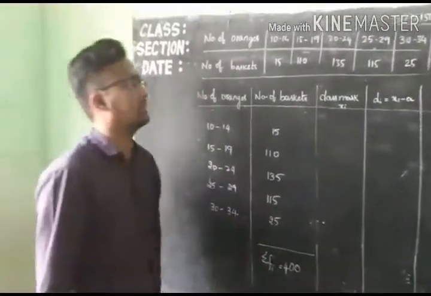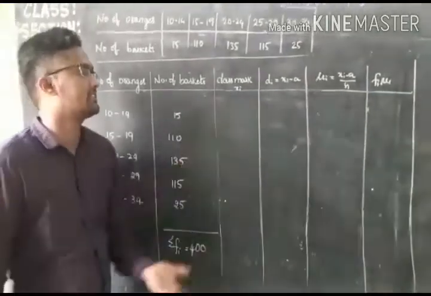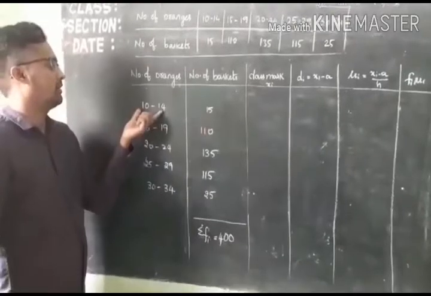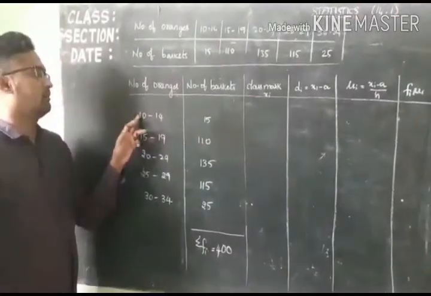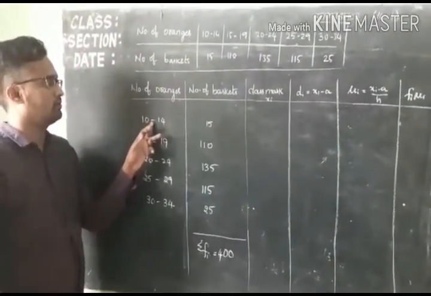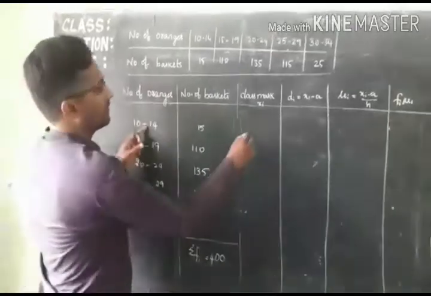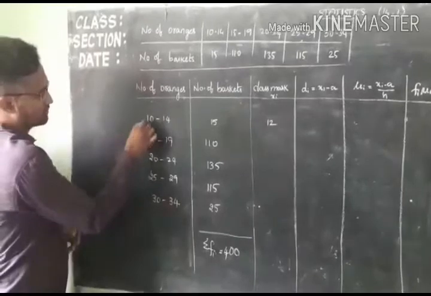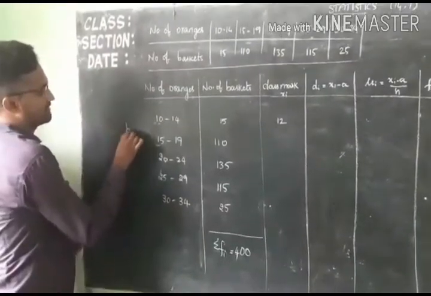The next column is x, the class mark. We already discussed the class mark in previous classes. The class mark is the lower limit plus the upper limit by 2. 10 plus 14 is 24, by 2 is 12. And just see the class size. What is the class size for this class? The class size is 5.